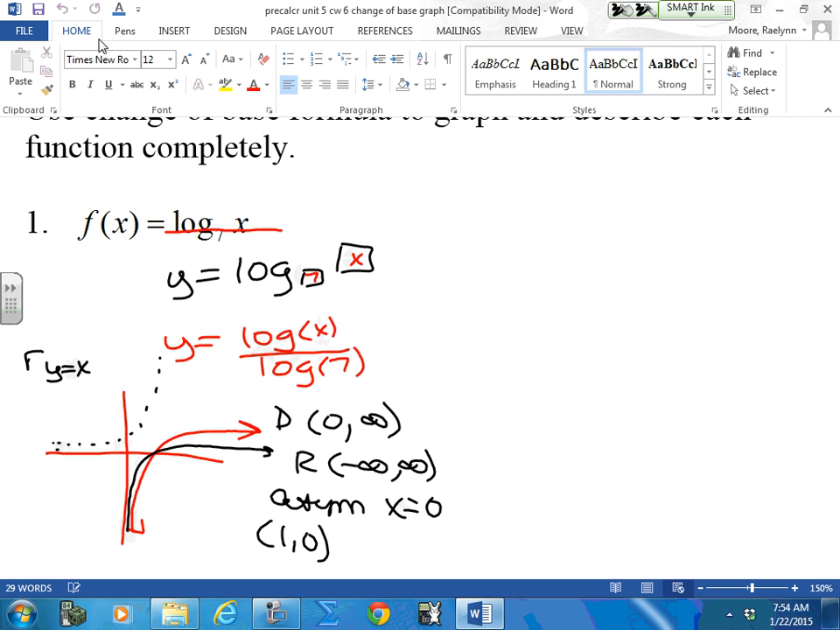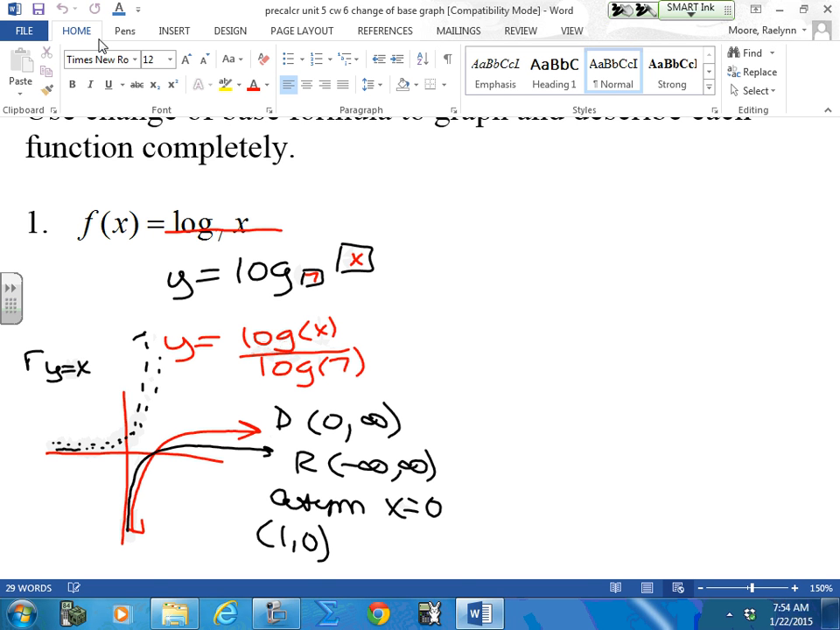And as they got bigger, they would hug this tighter. It does the same exact effect for all your bases. So when you have to sketch and do your transformations, I would really rather you do a sketch than put it in your calculator.